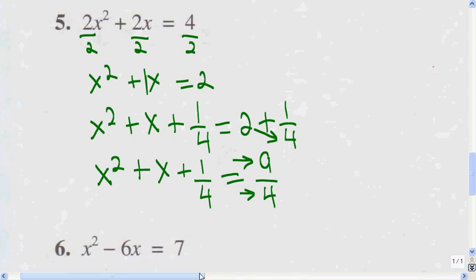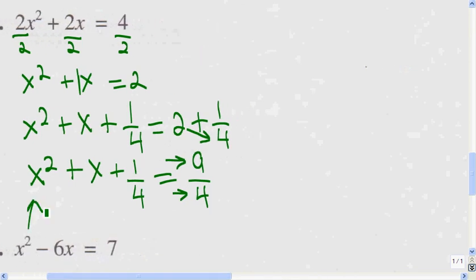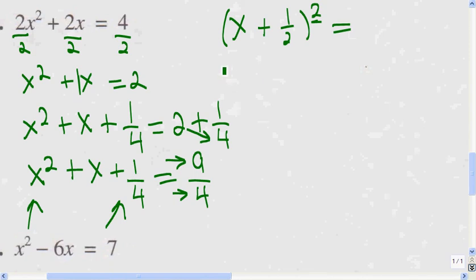So now that we have that, we're going to square the first term and square the last term. The square root of x squared is x, and the square root of 1/4 is 1/2. Since everything is positive, our signs are going to be positive. Don't forget to write the exponent of 2 up there, because that 2 tells you that what you're really writing is x plus 1/2 times x plus 1/2. Okay, that's what that 2 means, but it's a shorter way of writing that.